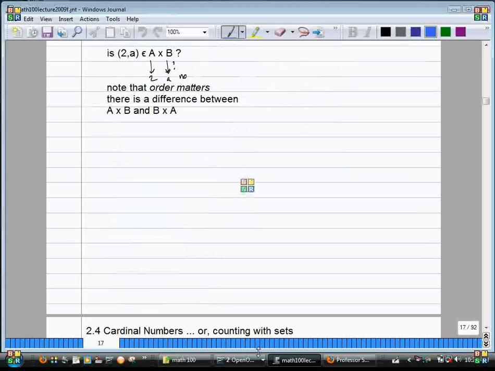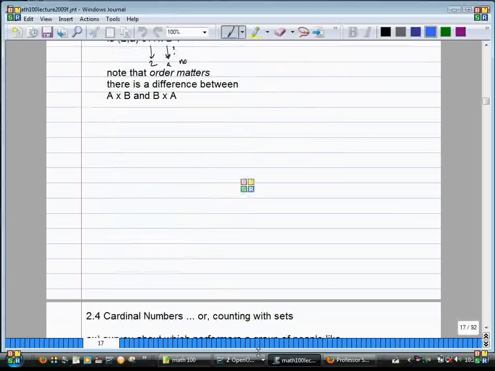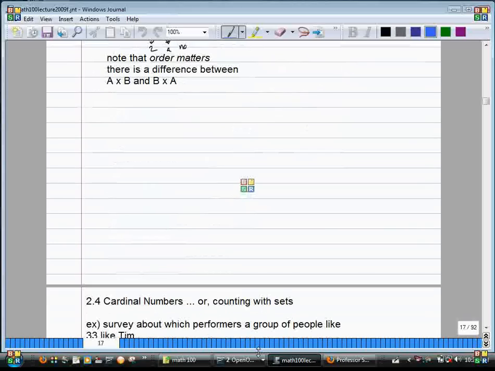So the next bit and the last topic, which is directly about sets. Cardinal numbers, or as I like to call it, counting with sets. So we're going to do a survey. So in our survey, we're going to ask people about which performers they like.